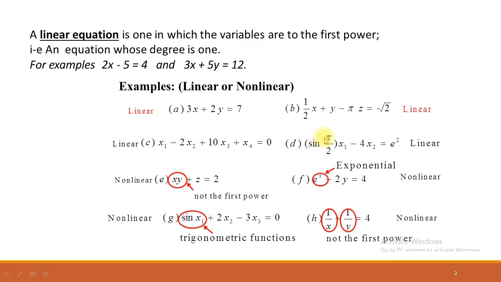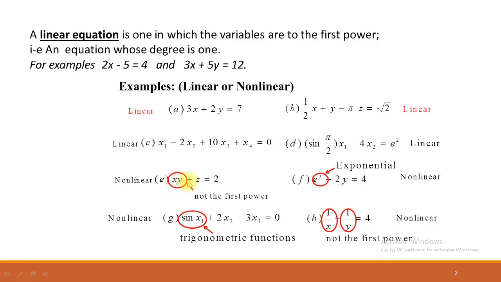Similarly, sin(π/2)x1 minus 4x2 is equal to e^2. e^2 is a constant term and sin(π/2) is a constant coefficient. So the degree of this equation is 1, so the equation is linear.